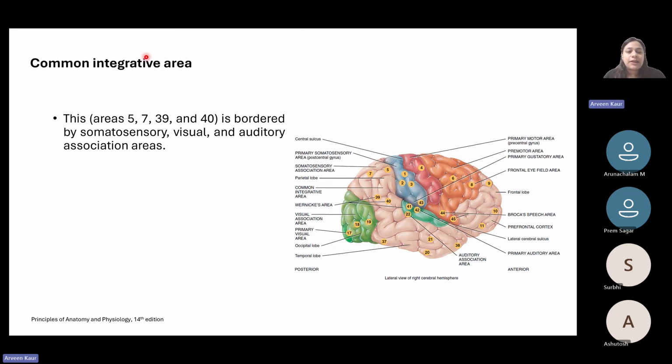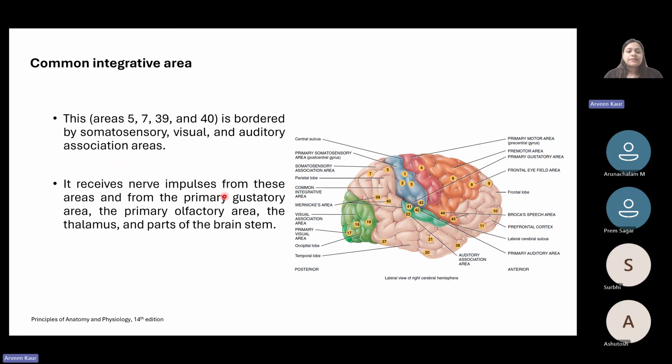Yeah. So then we come to the common integrative area. These are areas 5, 7, 39, 40. These are the common integrative areas. They are bordered by somatosensory, visual, and auditory association areas. It receives nerve impulses from these areas and from the primary gustatory area as well as the primary olfactory area, and thalamus parts of the brain. So it is integrating all the information that we get, right?